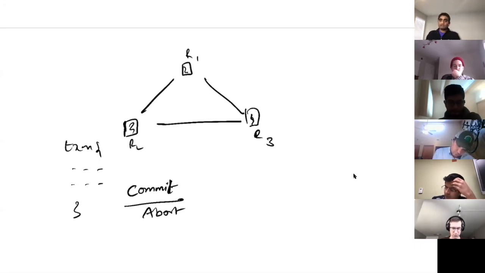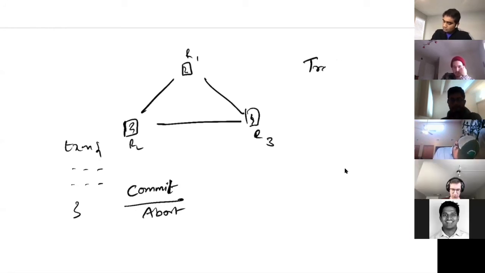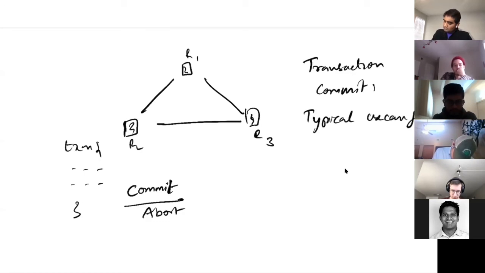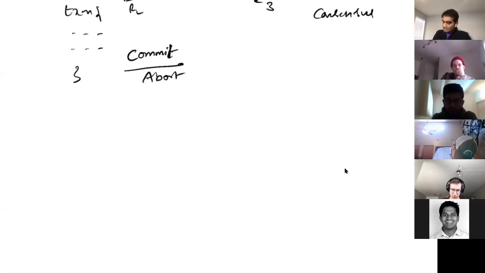So this is a common use case where you need some agreement, some consensus among all the nodes that participate in your system, right? Good so far? Okay, so let me write it down clearly: transaction commit, which is a typical use case for consensus.